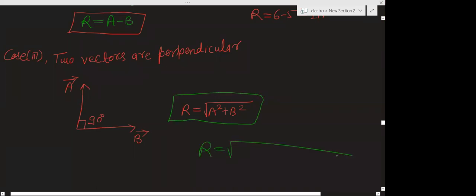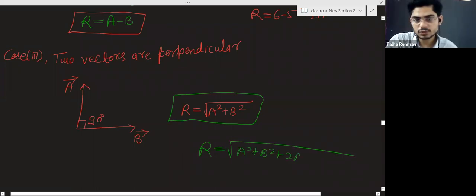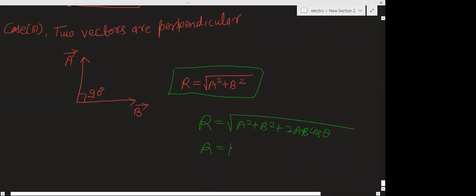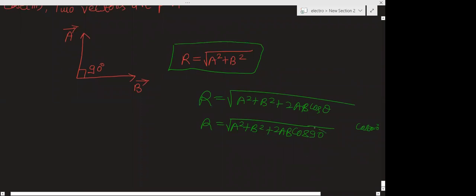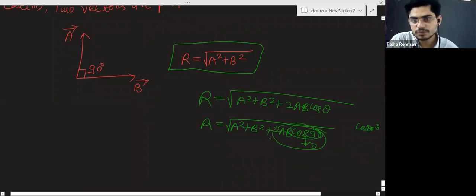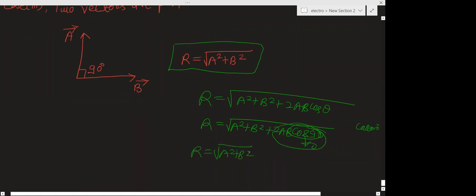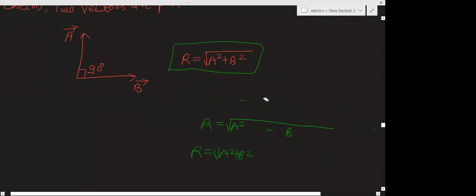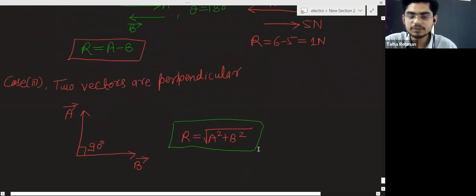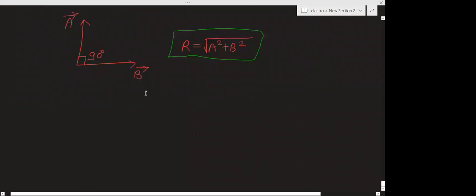We have a formula of resultant: A square plus B square plus 2AB cos theta. So here theta is 90 degree, right? Yes. So I will put the value: A square plus B square plus 2AB cos 90. And cos 90 is equal to 0. Cos 90 is 0, right? Yes. So if this term is 0, this whole term will become 0. So what will we have? We will have A square plus B square. That's why these results are coming. Actually, all the results are coming from the formula itself. I am not doing anything. This formula is doing it. But it is better to learn these things, because they will help you in solving the questions.